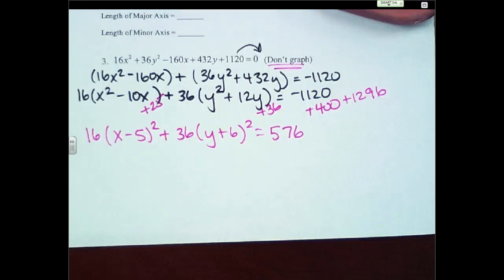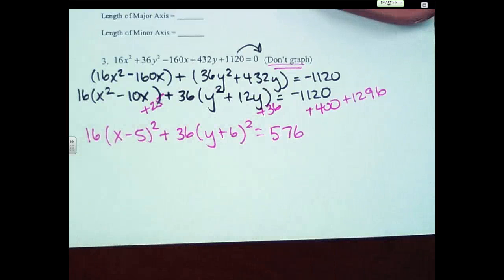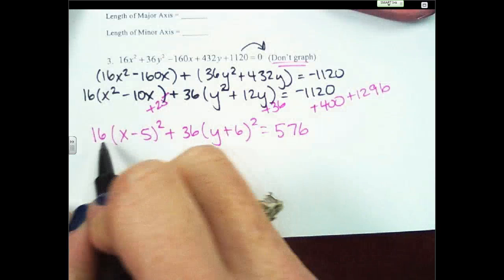Okay, what's my next step, guys? Right, what does it have to equal? Do I need to get rid of the 16, the 36, or the 576? What do I need to? Right, it's gotta equal 1. So I'm gonna divide everything by 576.